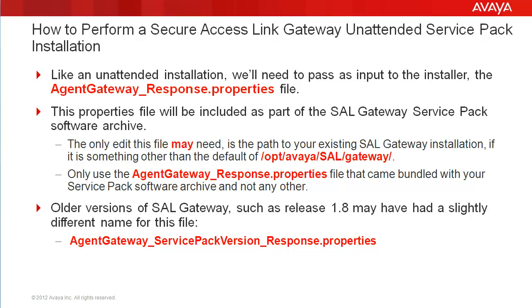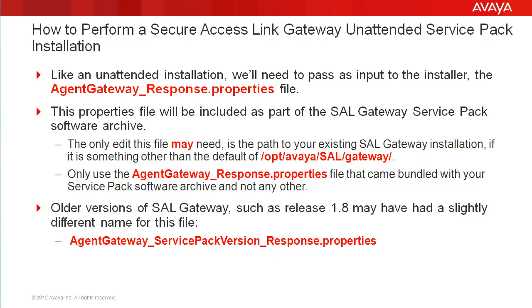Like an unattended installation, we'll need to pass as input to the installer the agent gateway_response.properties file. This properties file will be included as part of the SAL Gateway Service Pack software archive. The only edit this file may need is a path to your existing SAL Gateway installation, if it is something other than the default of /opt/avaya/sal/gateway.